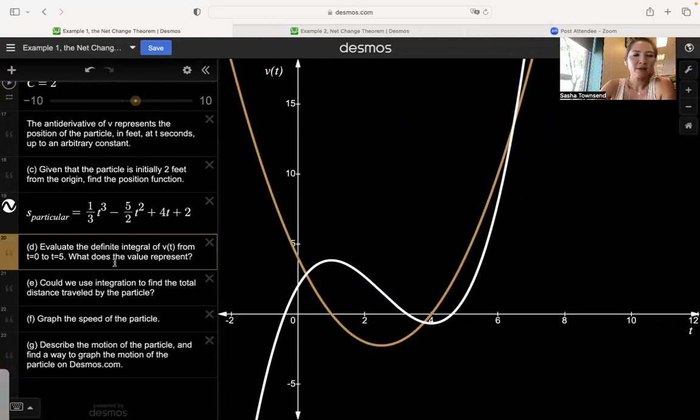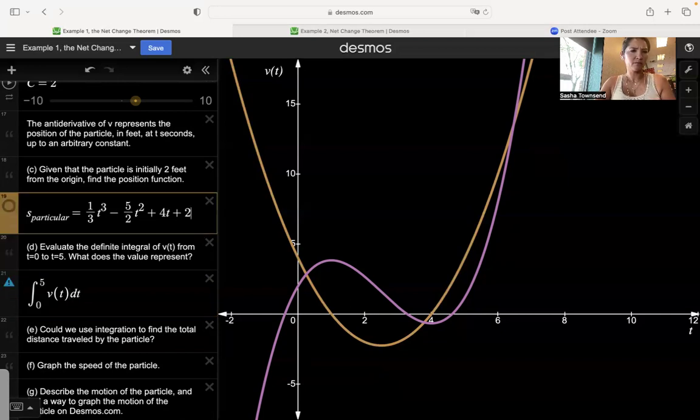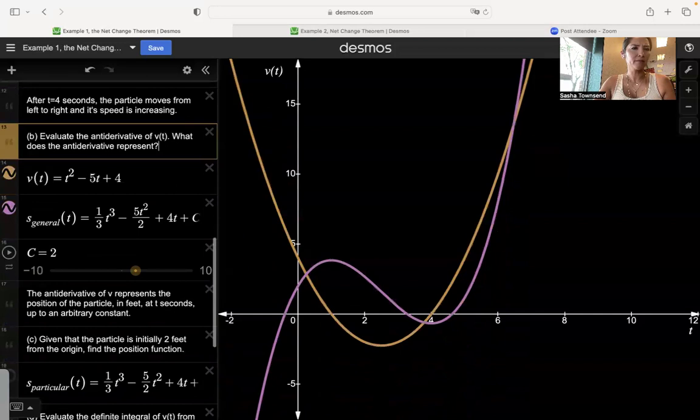So the next part says, evaluate the definite integral of v of t from 0 to 5. What does the value represent? Well, it's easy to do in Desmos. We just type int and the integral symbol pops up, and you go from 0 to 5 and substitute v of t here. We've already typed it in, so Desmos knows what it is. Actually, it didn't know what it was. Thought we did. There it is. v of t equals that.